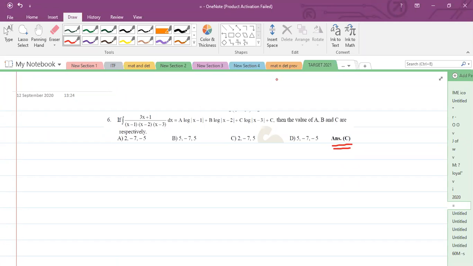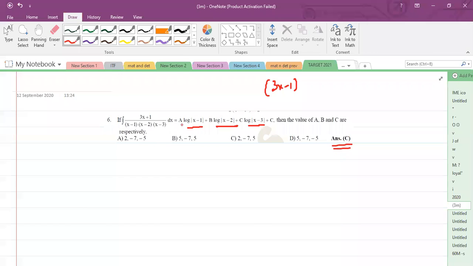Even it may be 3x minus 1, 3x plus 2, whatever may be the denominator. But in case of 3x minus 1, it will be a bit different. Here I'm explaining for x minus 1, x minus 2, x minus 3. Easily we can calculate the values for A, B, C. Definitely the terms log of x minus 1, log of x minus 2, log of x minus 3 will be there in the integration. But to calculate the constants, I will explain the simplest method.